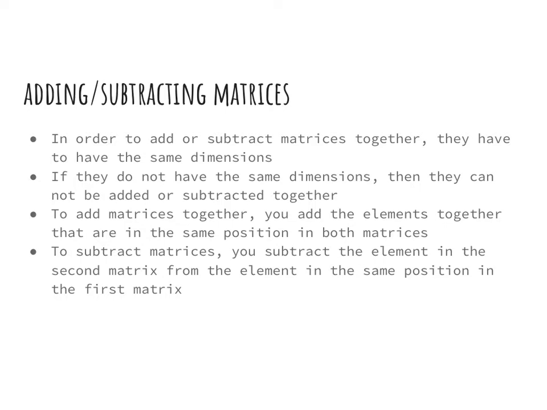So if we're adding matrices together, we're going to add the elements that are in the same position in both matrices together to get the new element that's going to be in that same spot. To subtract the matrices, you take the element of the second one and you subtract it from the element of the first one, and that takes the place in that same spot.